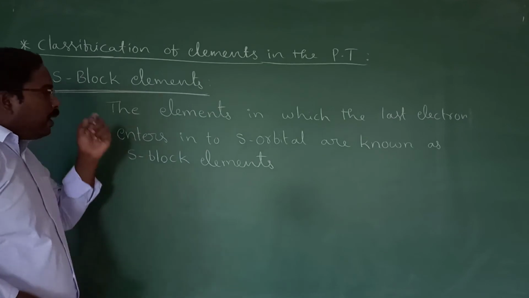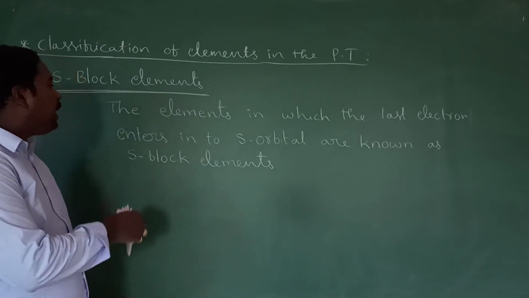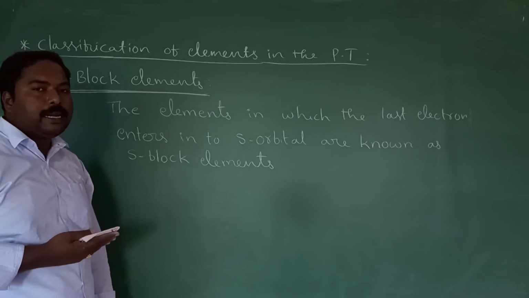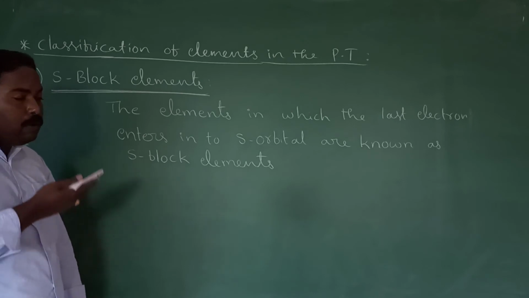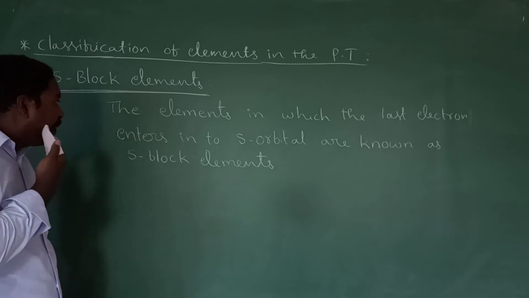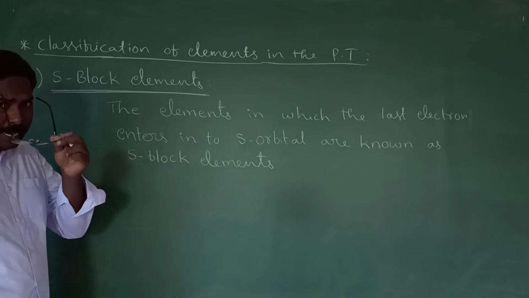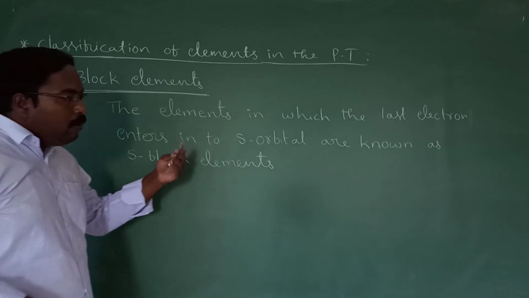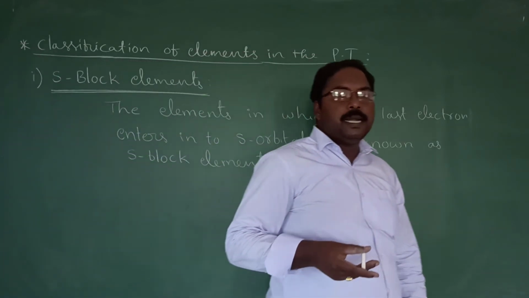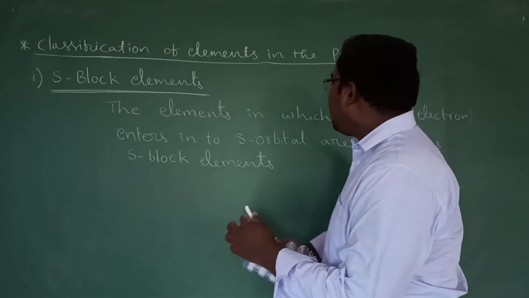Okay? S block elements means the elements in which the last electron, what we call the differentiating electron, enters into the S orbital. Such type of elements are known as S block elements. Now, how many elements will come under S block? Let us discuss. It is a simple task.